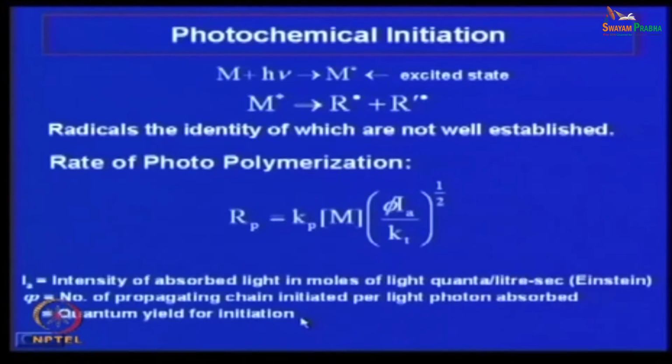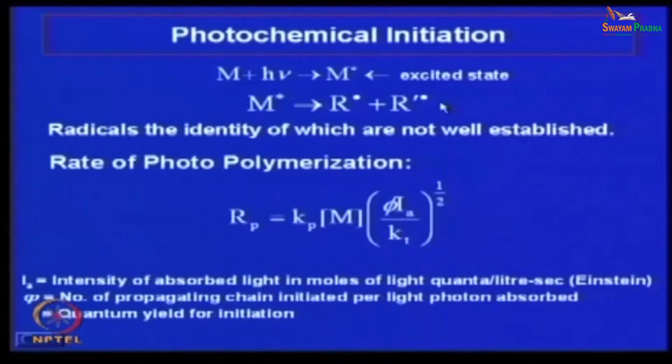Photochemical initiation. The monomer, and this is the light h nu, and this is the excited state of the monomer when it absorbs light of a suitable wavelength. Once this monomer is excited by light, the pi bond of that monomer dissociates, producing free radicals R dot, R prime dot, and that initiates polymerization.